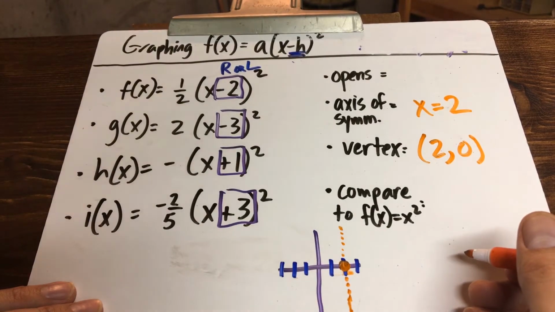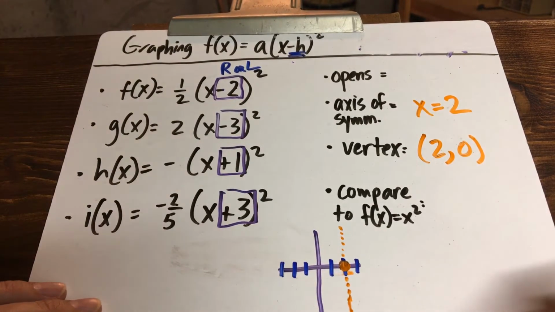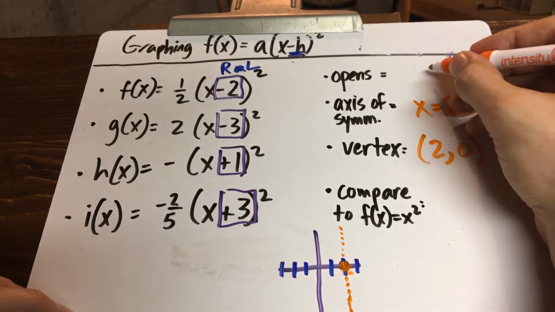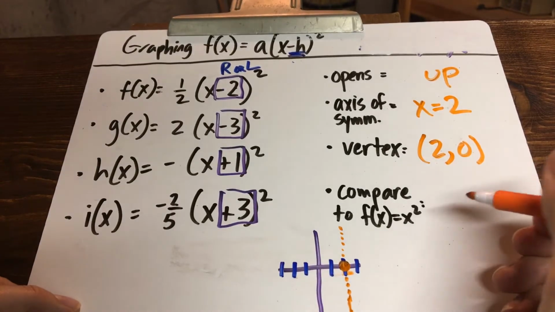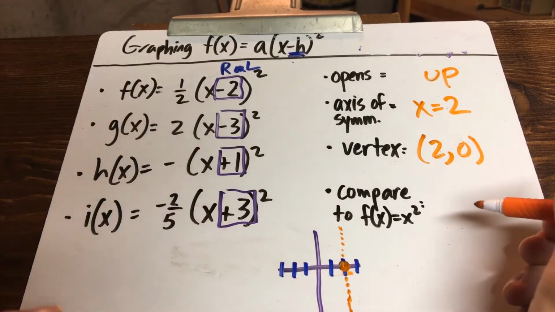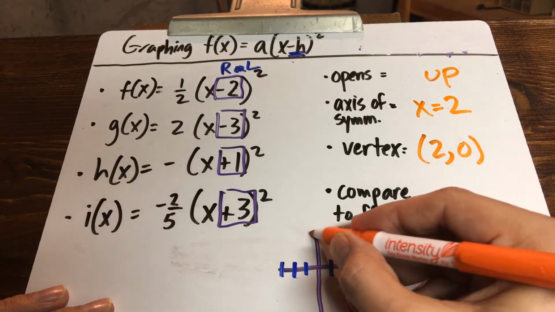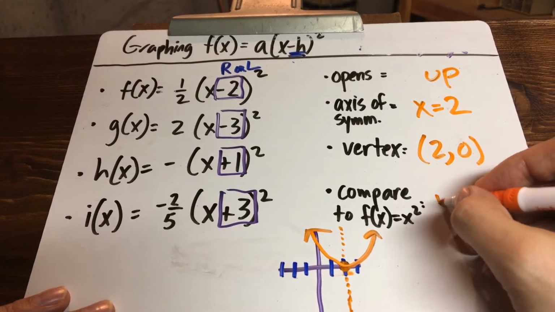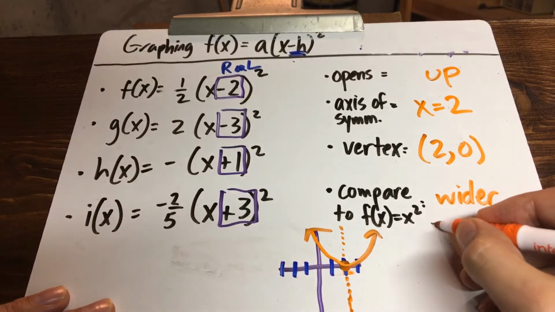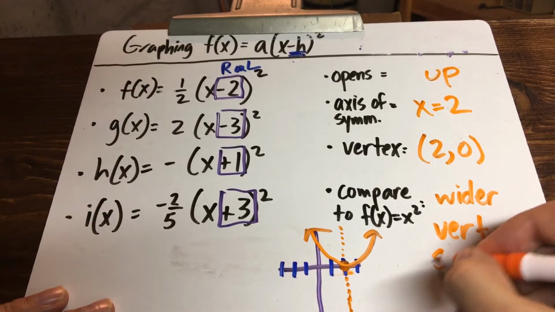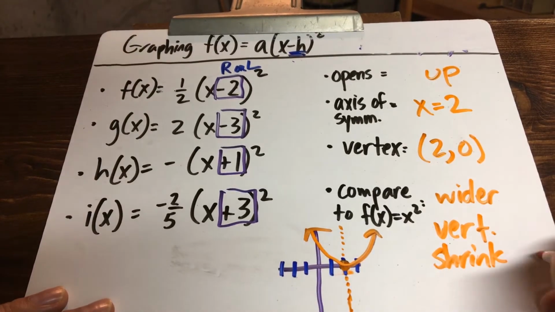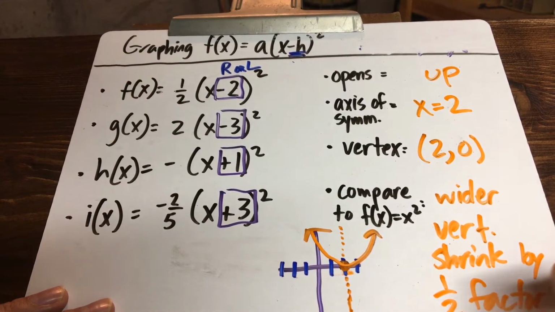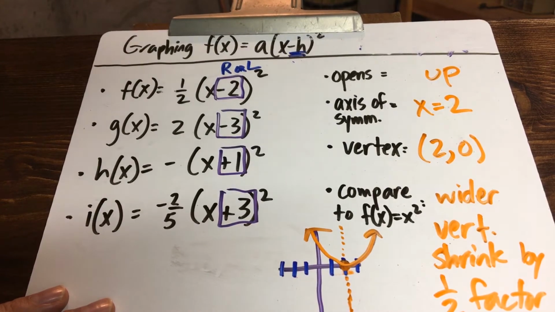This one opens... How do you know if it opens up or it opens down? You look right here. This number is going to tell you whether it opens up or down. If this is a positive, it's going to open up. And then this number tells you if it's pretty wide or if it's pretty narrow. And when that number is less than 1, it's pretty wide, right? And so if I had to compare it to the original one, I would say this is wider. If I wanted to use the real math word, I would use vertical shrink by a factor of 1/2, right? By a 1/2 factor. So it may ask you to do some of these on our questions today.